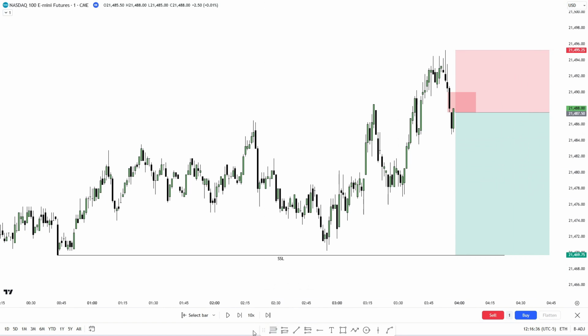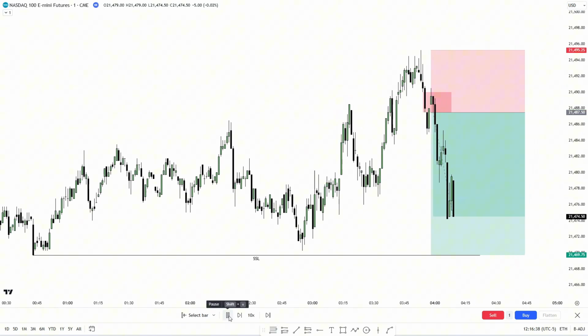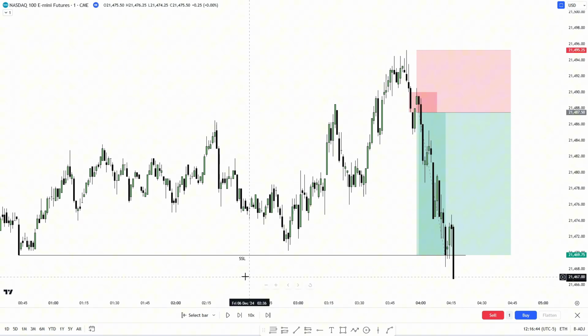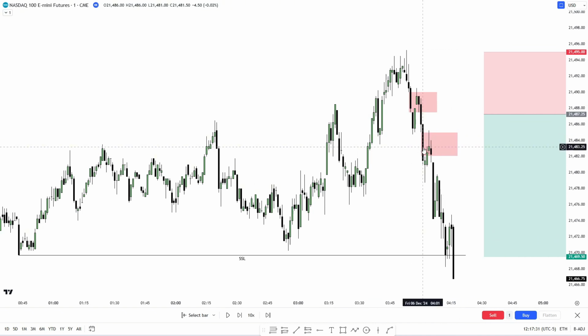So if we play price out, you can see we respected the fair value gap nicely and we hit the relatively equal lows right here. And again, we have another fair value gap here. Notice how we respect it here and then continue down to the downside.